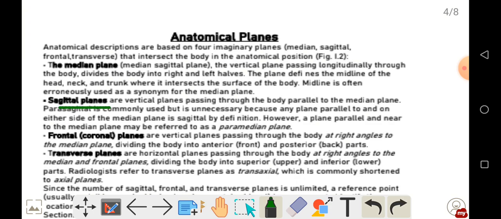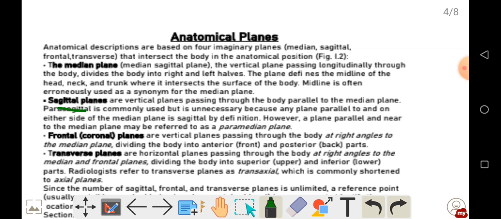So sagittal planes are vertical planes passing through the body parallel to the median plane. So this is what I'm talking about.